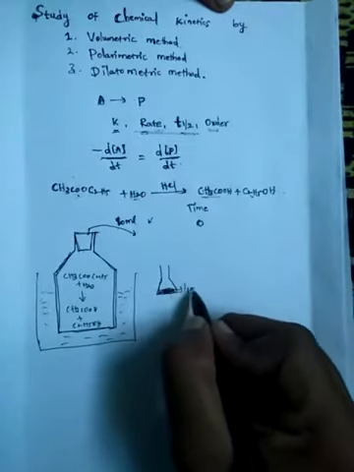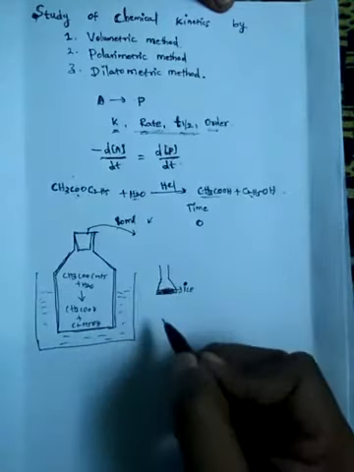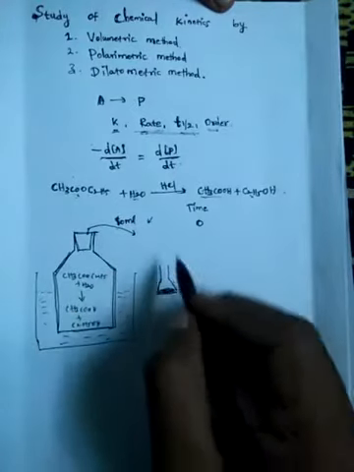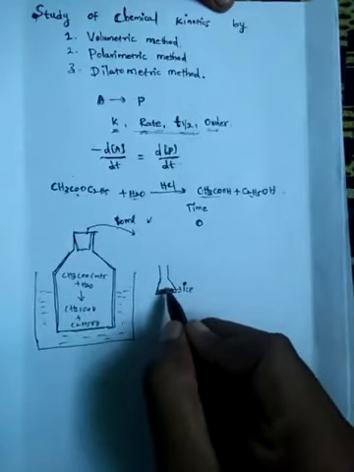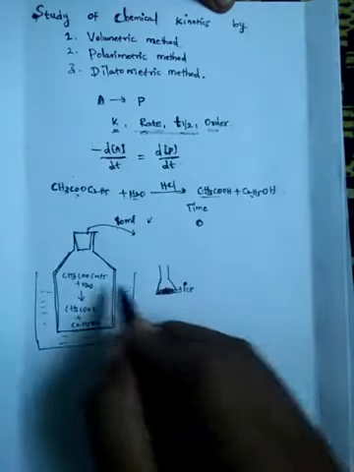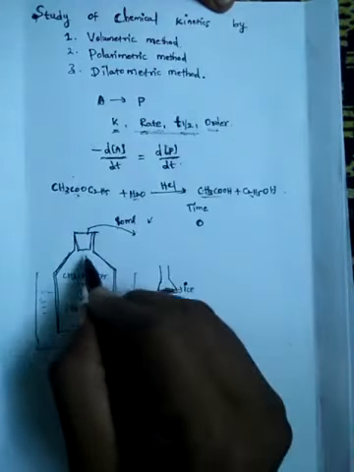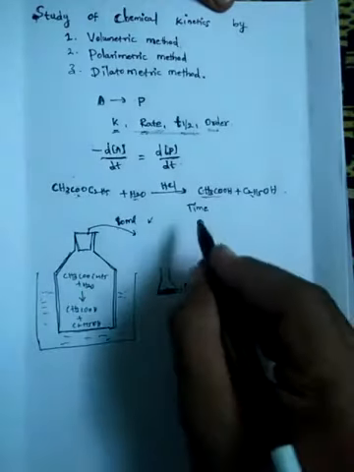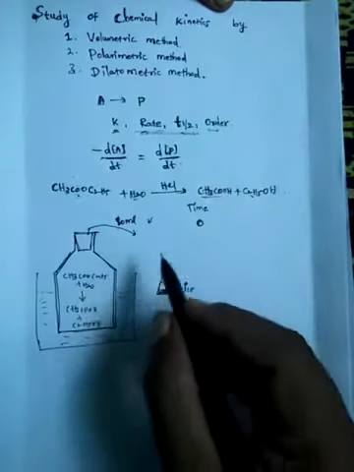Ice must be already present inside this conical flask. If you transfer this 10 ml of the reaction mixture at zero time, then the reaction will not take place. When you transfer the reaction mixture into ice, the reaction will be stopped. So my aim is at zero time I have to stop the reaction.